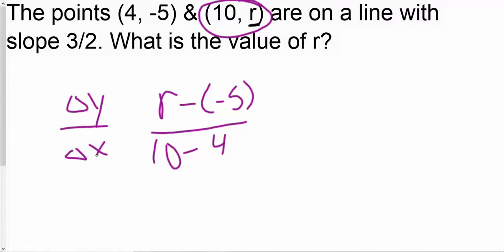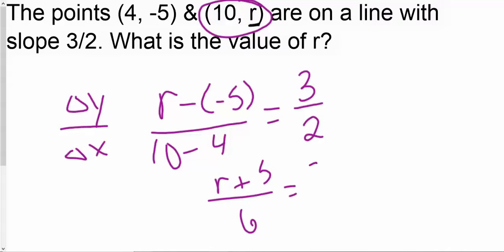And again, the reason we have to do our corresponding x and y values is otherwise you're going to get a sign change that isn't necessarily happening in our graph. So this has to equal 3 over 2. So let's simplify our left-hand side down. r plus 5 over 6 equals 3 over 2. Now from here, you might have a couple ways you want to try this out. You might want to say, oh, let's try to get a common denominator, right? That would be a nice way to solve this problem. Or we can cross multiply.